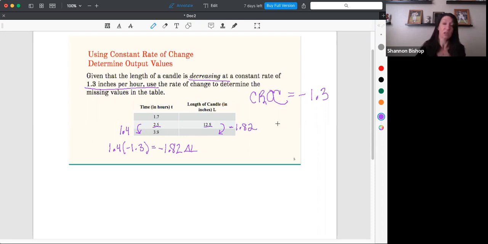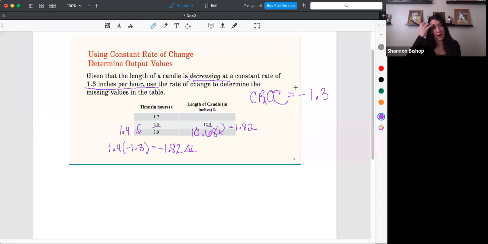of time. So how long will the candle really be? Well, whatever 12.5 minus 1.82 is, which is 10.68. So at the 3.9 hour mark, the candle will be 10.68 inches long. Now, if you think about it, that makes sense because we're moving into the future. So we do expect that the candle is going to be shorter at this moment in time because it's decreasing with every hour that goes by.